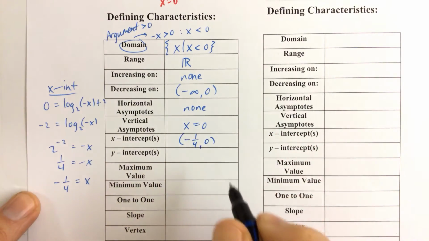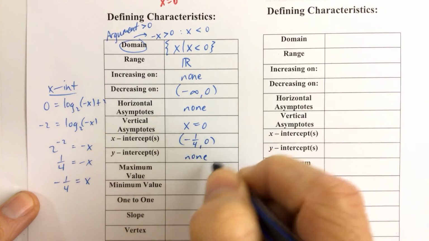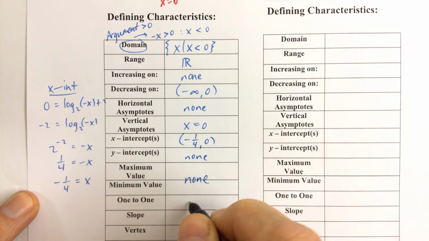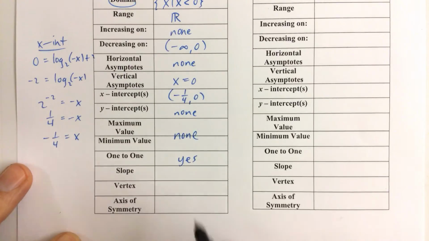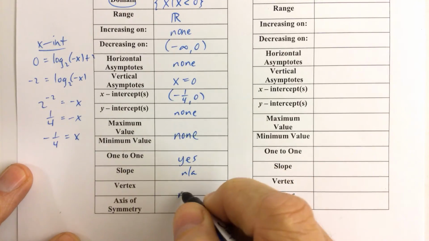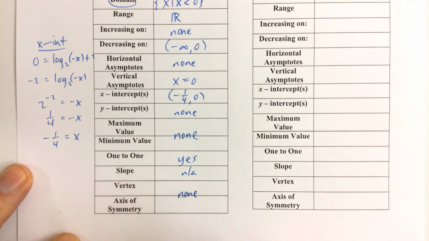For this particular graph, we don't have any y-intercept. There's never a max nor a min on a log graph. One-to-one, yes, passes the horizontal line test. We won't worry about the slope for right now. Slope is decreasing, but we could put just NA for that, and there's no vertex and no axis of symmetry.